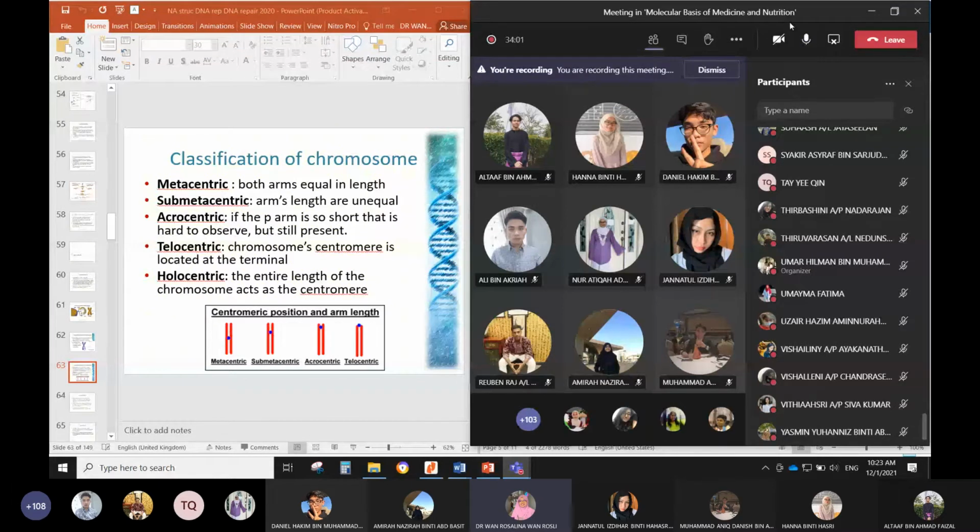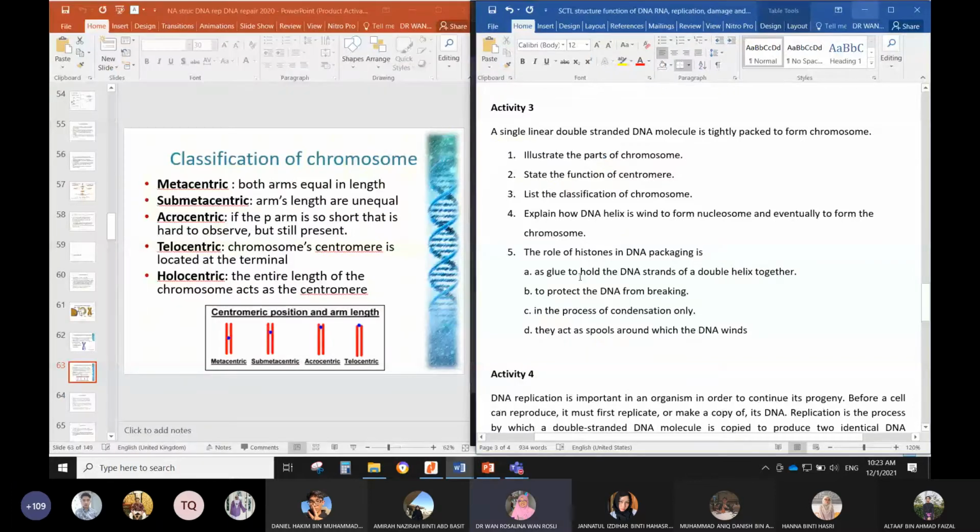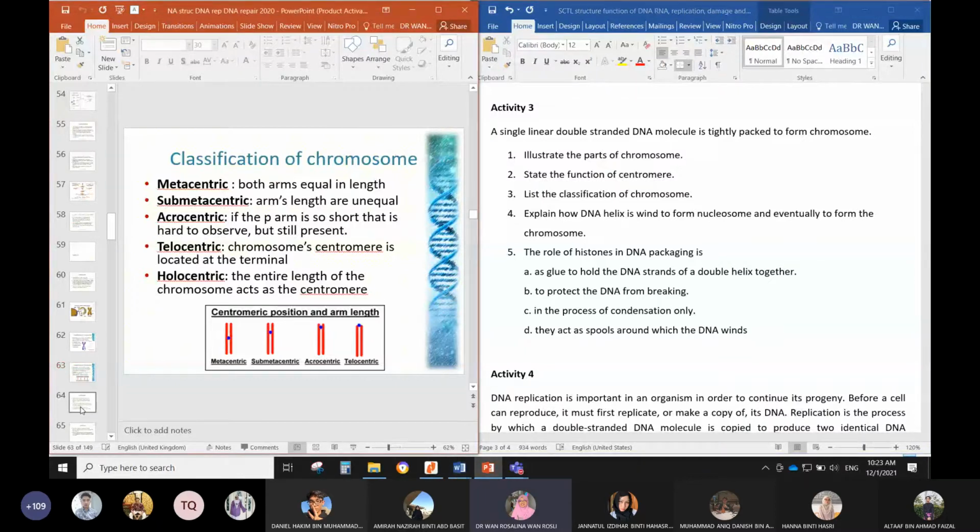Okay, all right, so next question. Explain how the DNA helix is wound to form nucleosomes and eventually to form the chromosome. Anyone?